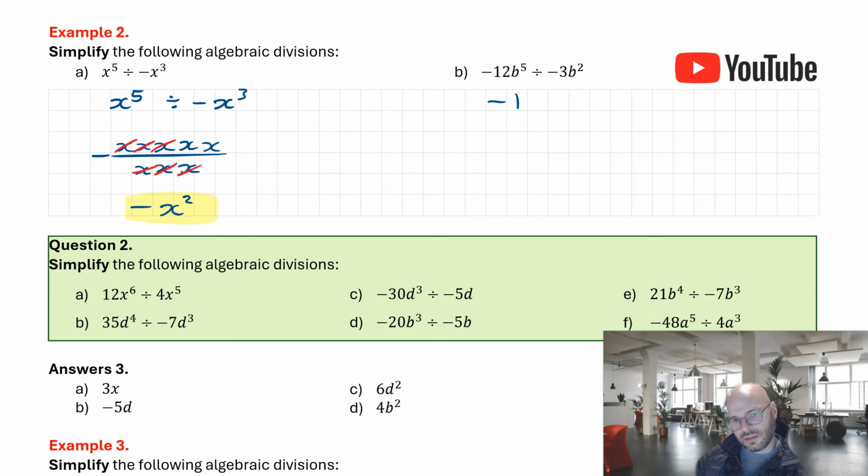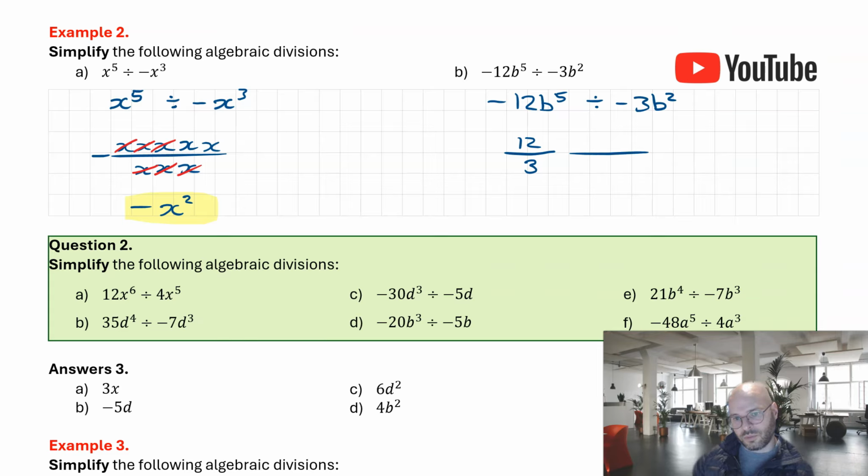B. Negative 12b to the 5 divided by negative 3b squared. Dealing with this, we're going to gather our coefficients and write them as a fraction. We have 2 negatives that are out front. This becomes a positive and we don't need to write that, so we just leave it as 12 over 3.